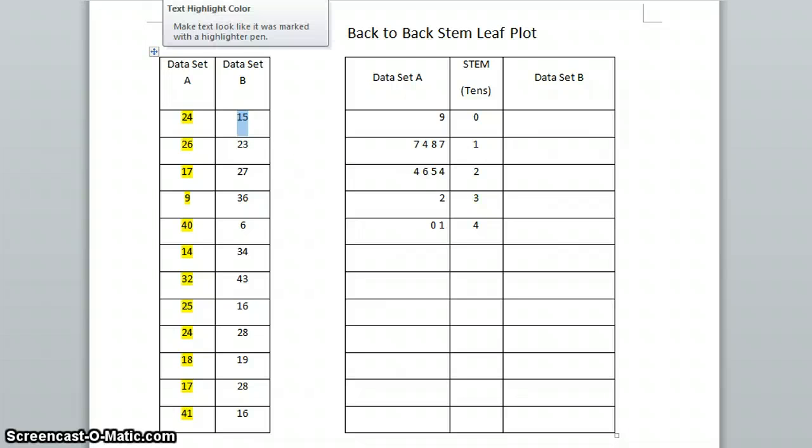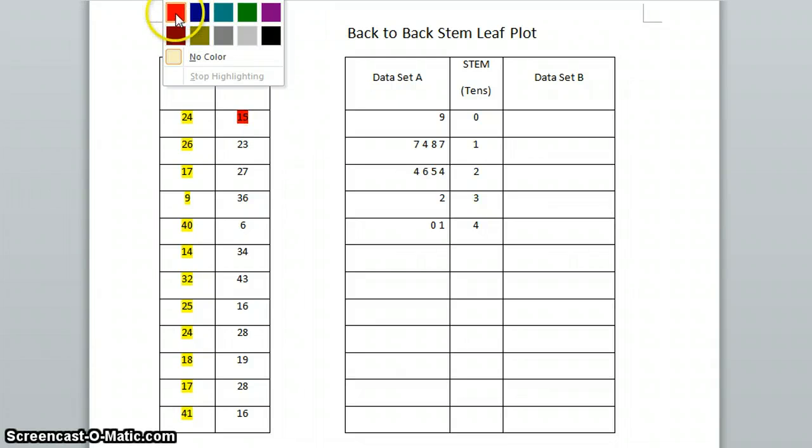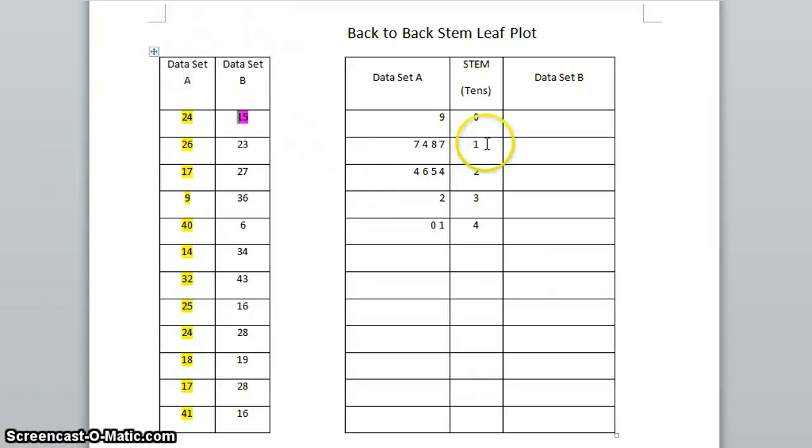So where would that go? I'm going to choose another color. Is it going to go there? No, 15. So 15 is 1 ten with 5 ones. Next number is 23. That's 2 tens with 3 ones. 27 is the next one. It's going to go in the 2 tens column with 7 ones.